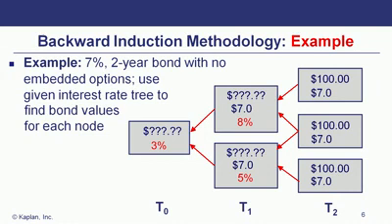So let's look at a 7% 2-year bond, no embedded options. We'll deal with that in another reading. Use the given interest rates in the tree to find the bond values for each node. So here's what we have. They have this 7% bond, 2 years to maturity.